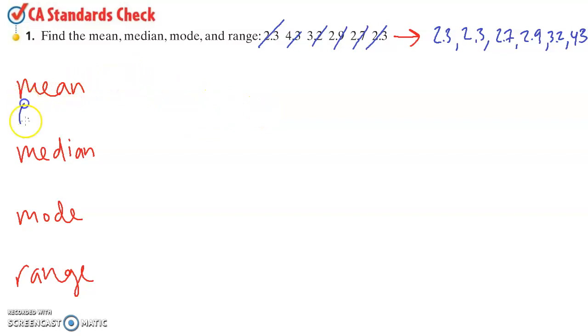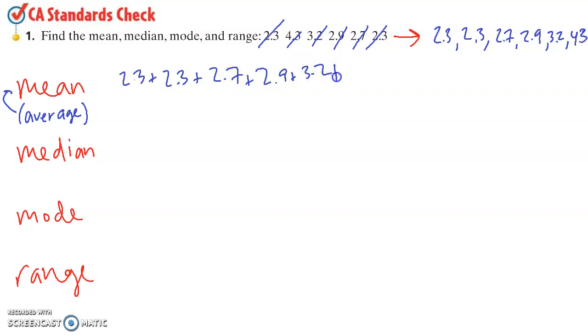Now, the mean is also known as the average. So we're just going to go ahead and add these values up. 2.3 plus 2.3 plus 2.7 plus 2.9 plus 3.2 plus 4.3. And all I'm going to do is add these up and divide them by how many numbers we have. We have 1, 2, 3, 4, 5, 6 total numbers. So we're going to add them up and divide them by 6. And this average should be somewhere between 2.3 and 4.3 if we did this correctly.